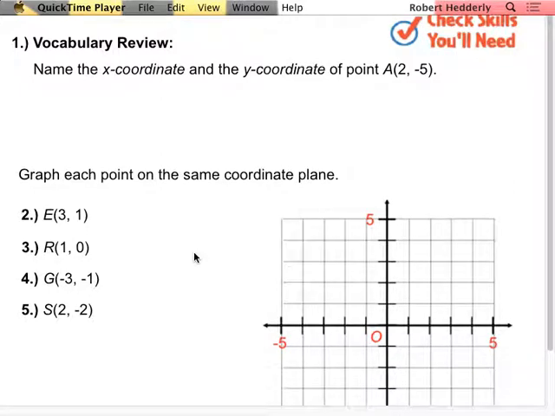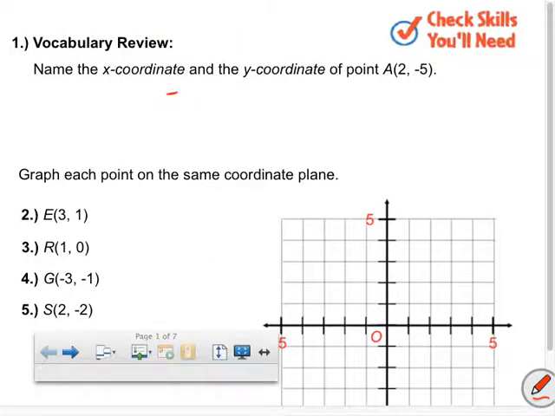Okay, this is Unit 4, Lesson 7, second semester, 7th grade math. Vocabulary review. Name the x-coordinate and the y-coordinate of point A. Who can tell me which one is the x-coordinate? Somebody tell me, please. Justin. 2 is the x-coordinate. Yep, 2 is the x-coordinate.